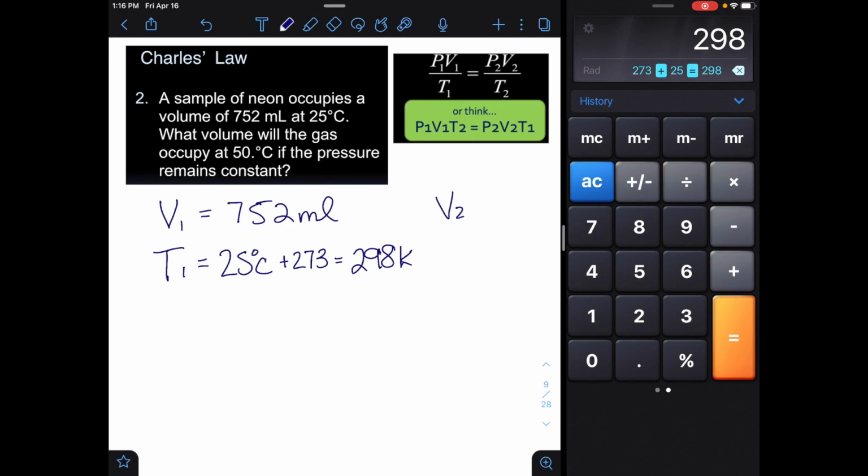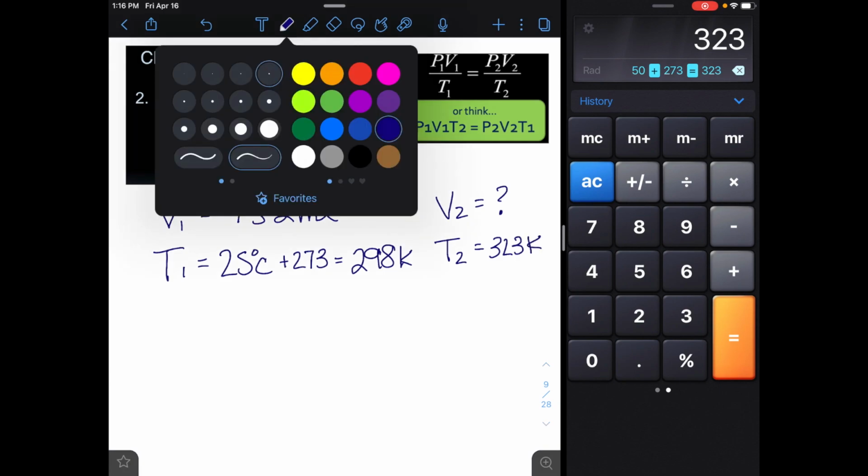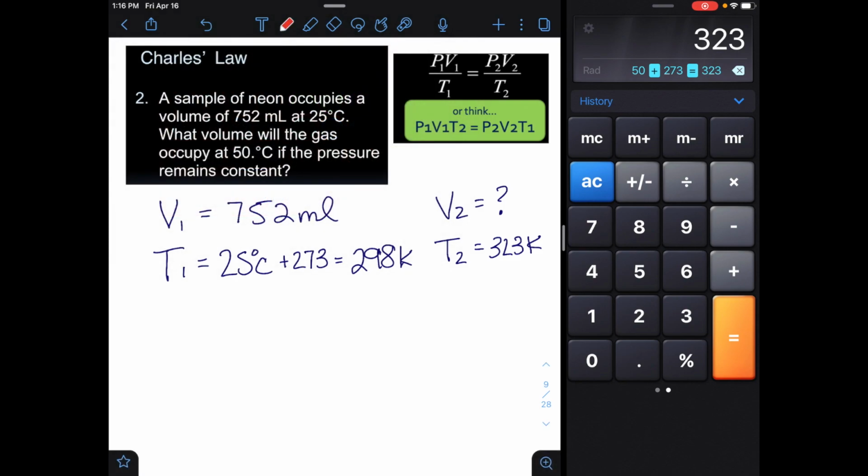What will the new volume be, V2, question mark, if the temperature is raised to 50? You don't have to show this every time: 50 plus 273 equals 323 Kelvin. As we're doing Charles' law problems, you can see here it says the pressure remains constant. So you can cross out pressure and you're left with V1 over T1 equals V2 over T2. So that's what I'm going to go ahead and use in my equation. V1 over T1 equals V2 over T2.